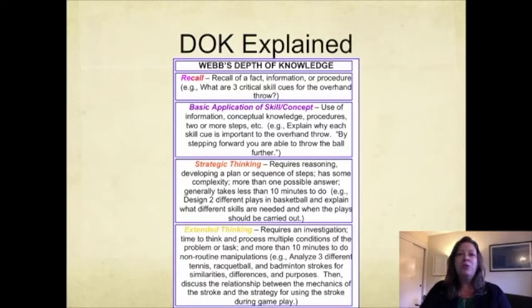Now I'm going to show you, this slide shows an explanation of Webb's depth of knowledge. Recall is specific recall of a fact. Basic application of a skill or concept is using that information as I mentioned. Strategic thinking requires some sort of processing or advanced thinking skills. And then that extended thinking is that DOK level 4, and that requires some sort of investigation or research or time to process the information.